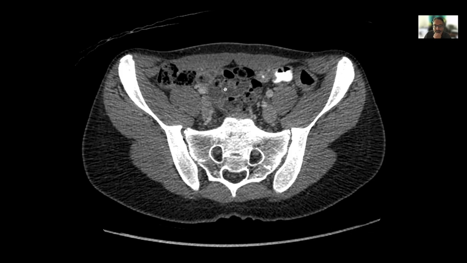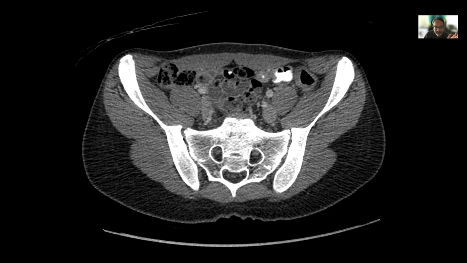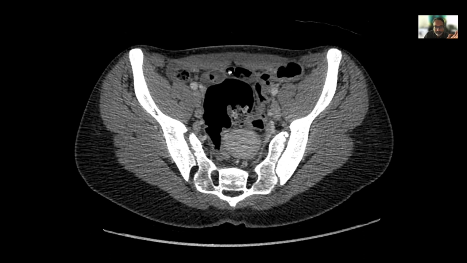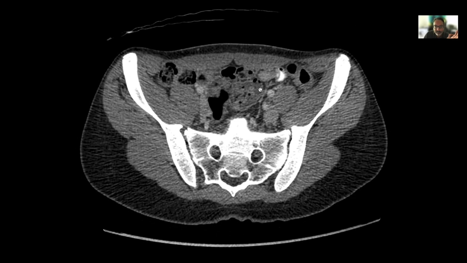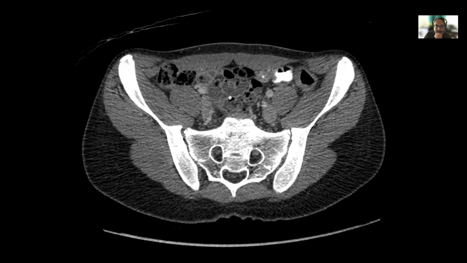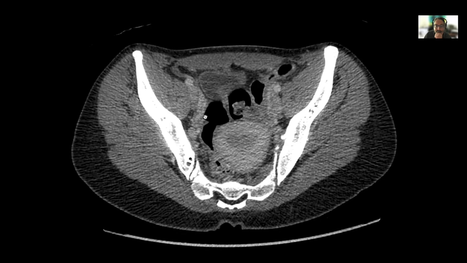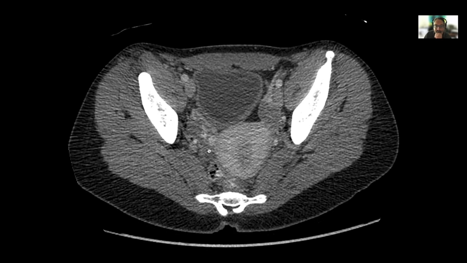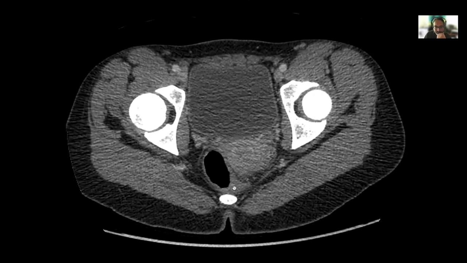Now, if you go further inferiorly, you're going to see the ileum is finishing because there's no ileum this deep down. But the sigmoid colon is here. If you go slightly more superiorly, you can see the sigmoid colon coming from the descending colon. If you go further inferiorly, you will only find the sigmoid colon and rectum now. The rest of the bowel is gone, we're in the pelvis now.